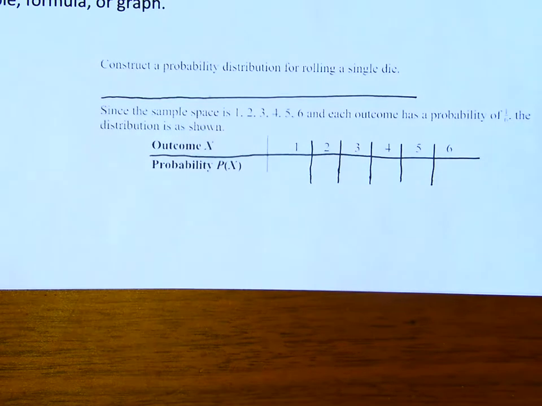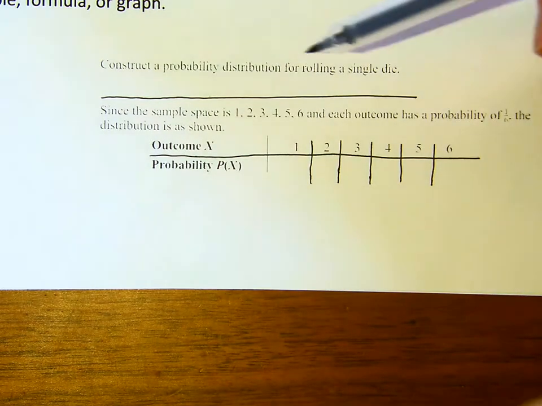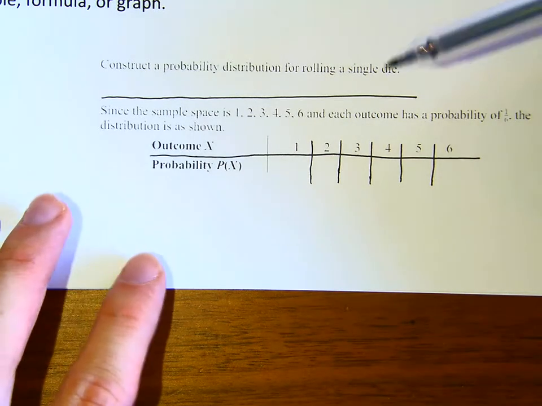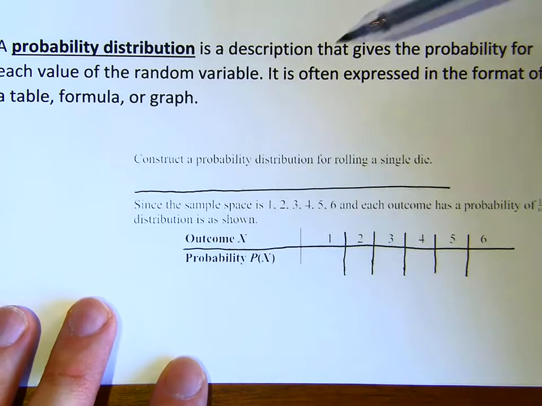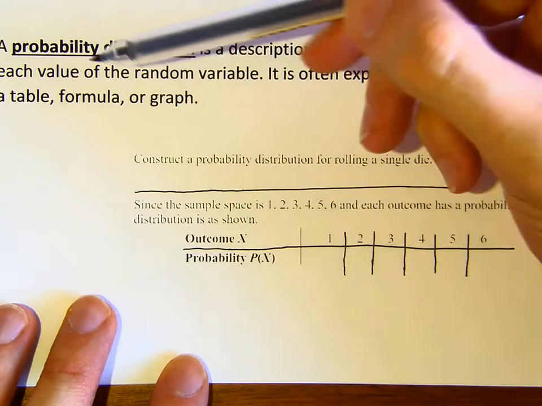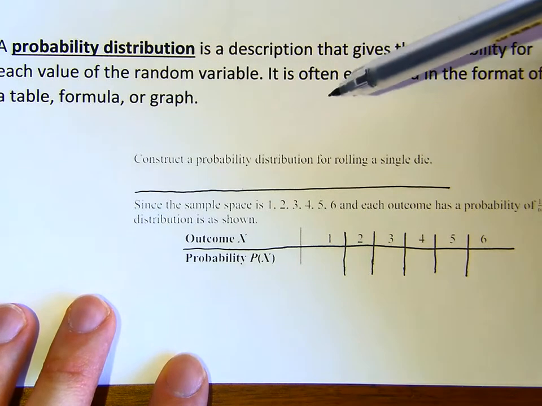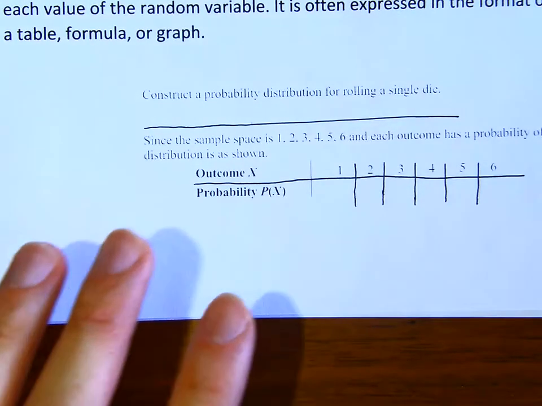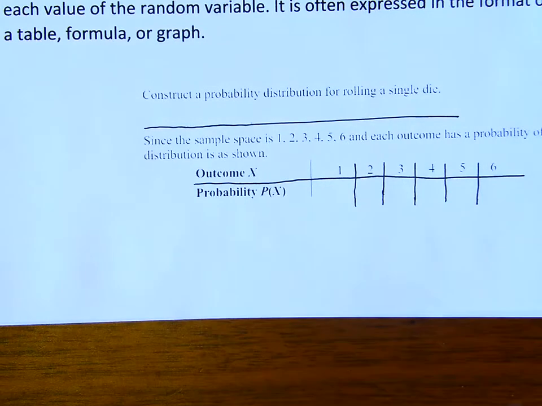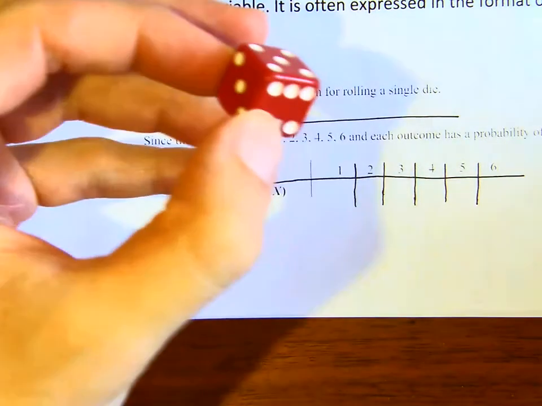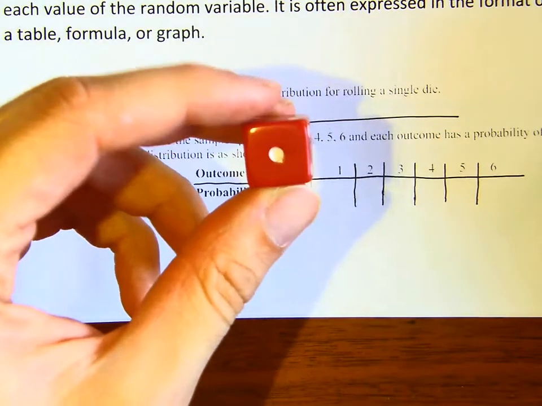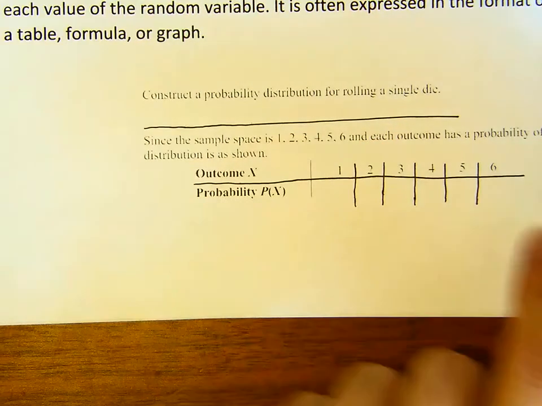Okay, so the first part is saying, construct a probability distribution for rolling a single die. So let's go back to the definition of probability distribution. It's saying that we need to give a description that gives the probability for each value of the random variable. So what are we talking about here? Let's say we have a die. So let me actually get a die. Okay, so I have a die. Now it's asking, what is the sample space for rolling a die? You could roll a 1, a 2, a 3, a 4, a 5, or a 6.